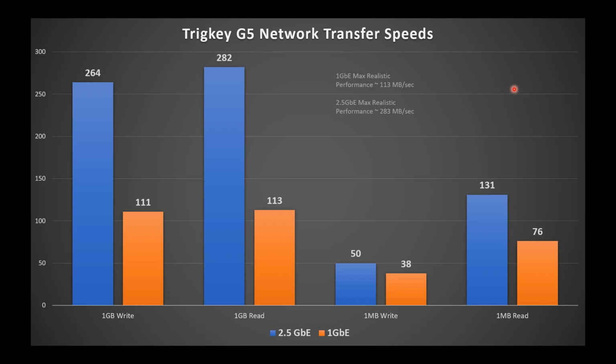Now the Trigkey G5 actually happened to have 2.5 gigabit Ethernet ports on it, so it's the only one I could test. But I did test it with the 1 gigabit Ethernet that you just saw, but also the 2.5 gigabit Ethernet. And here's the results. So we clearly can see the max realistic is about 283 megabytes per second, and it peaked out at that with the reads. Writes a little bit slower, and then also the 1 megabyte write and read. You can see the performance is actually better than the 1 gigabit, even though they were both almost within the 1 gigabit Ethernet performance speed.